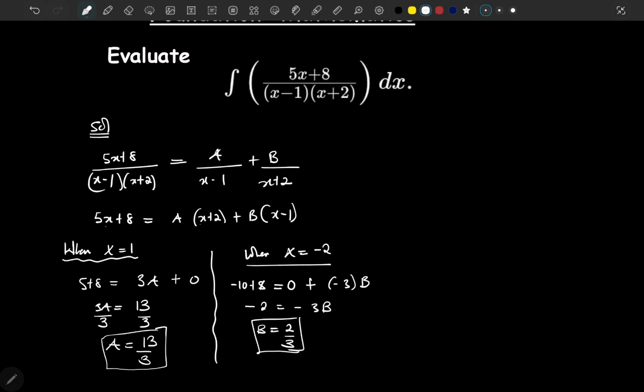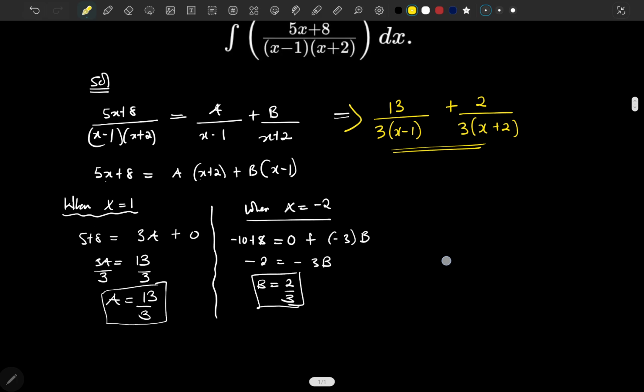It's time now to replace in our equation. So we go back there and replace. Our a is known, it is 13 over 3, so this becomes 13 over 3, and the 3 multiplies the denominator. And this one will be 2 over, the 3 comes down. So we have broken that into partial fractions.